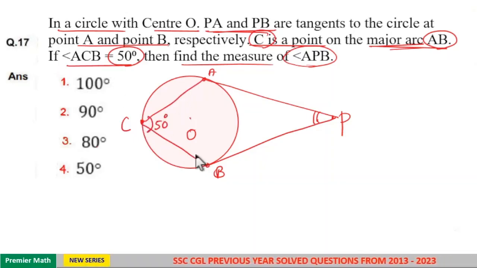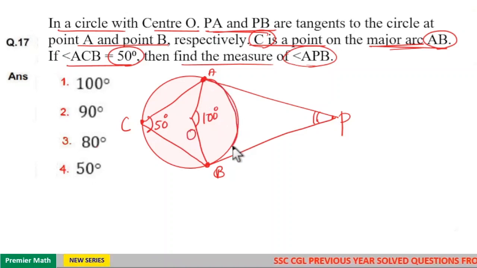If angle ACB is 50 degrees, you can see this is arc AB, this is the major arc and this is the minor arc. Now this arc AB can create an angle with the center of the circle, and this angle is equal to 100 degrees. Because if this arc creates a 100 degree angle with the center, then the same arc creates 50 degrees with the remaining part of the circle, where point C lies. So 100 by 2 is 50 degrees, which means the center angle is equal to 100 degrees.